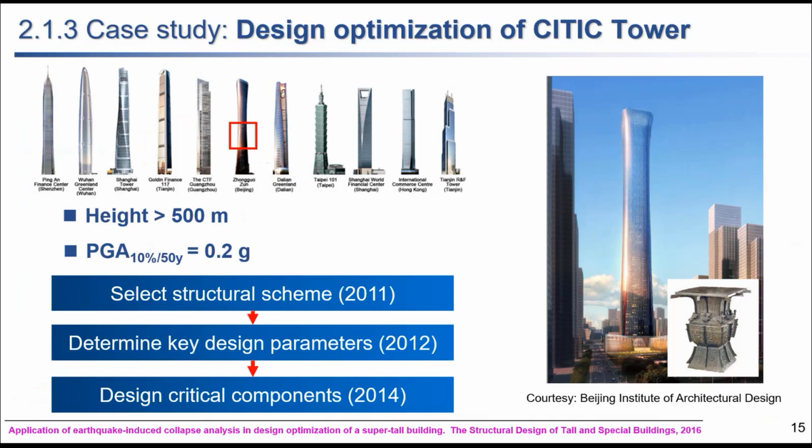So then we go to another tall building. It is a construction in Beijing. The height of the building is higher than 500 meters, and the seismic design intensity is about twice that of the one in Shanghai. So we worked together with the design institute. We began from the selection of the structural scheme, and then designed some key parameters and key components. We spent about 4 years using our collapse simulation technology for this real-world tall building.